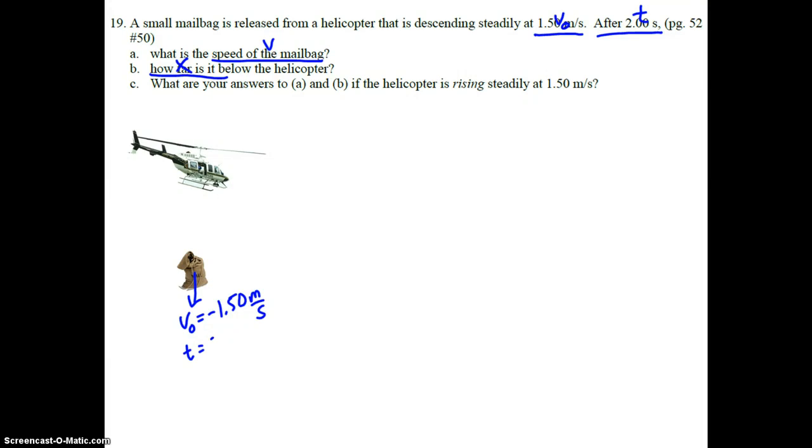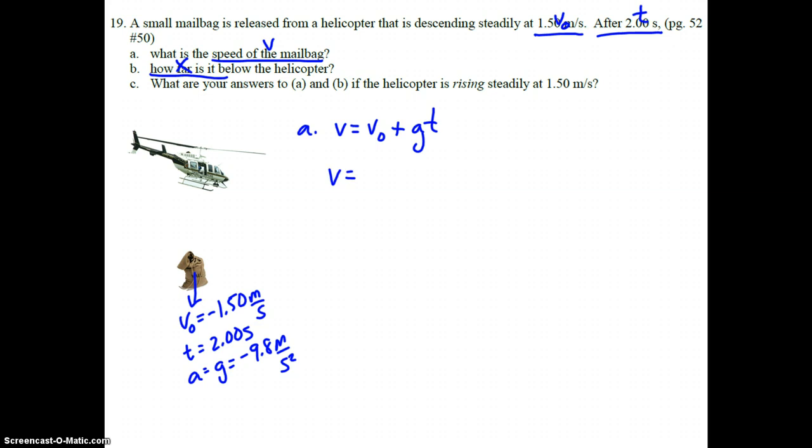We know that our time is 2 seconds. And we know that the mailbag is accelerating due to gravity at negative 9.8 meters per second squared. So here's additional information. Whenever there's a free fall problem, we know that it's accelerating due to gravity. So for A, what is the speed of the mailbag? Well, we're looking for the final velocity, and we have initial velocity, time, and acceleration. v equals v0 plus at. And we'll change the a to a g.